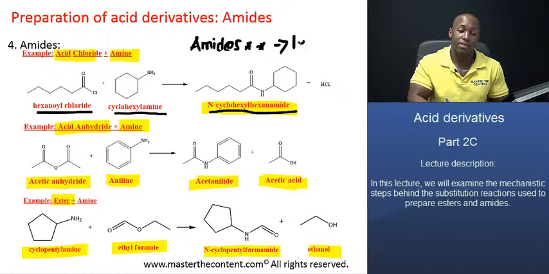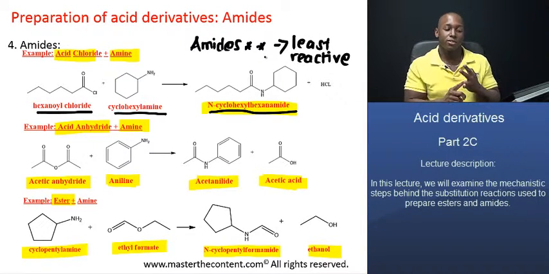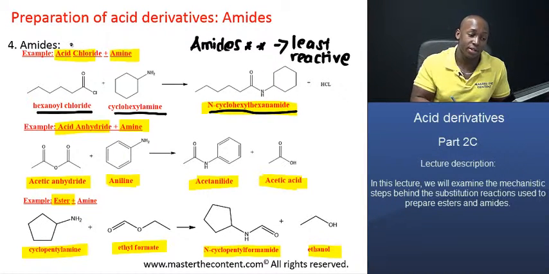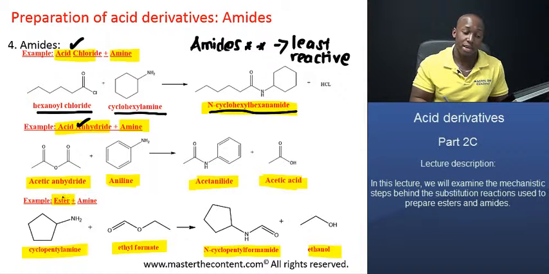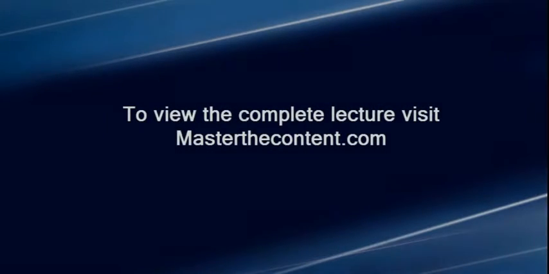bottom. They're the least reactive of all our acid derivatives. We can use any of the other ones above it, be it the ester, the anhydride, or the acid chloride, to synthesize them, which is what we have right here. An acid chloride and an amine, an acid anhydride and an amine, and an ester and an amine. All of those reactions can be used to form our amides. Okay, so take note of that fact.